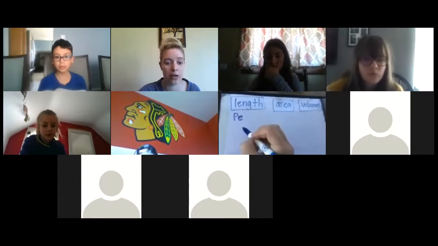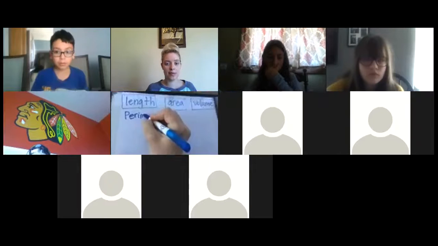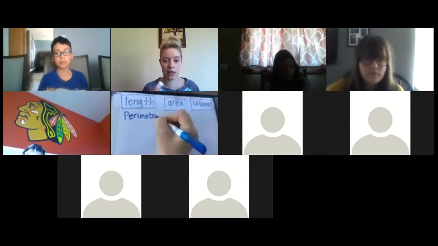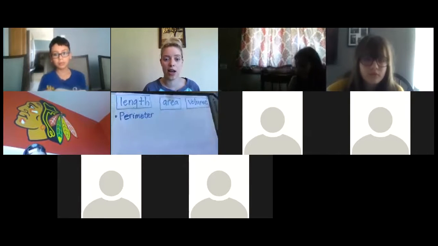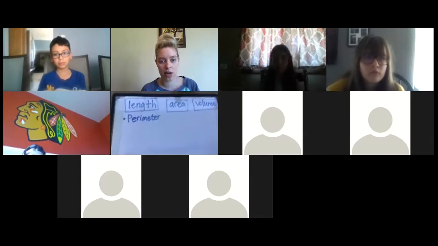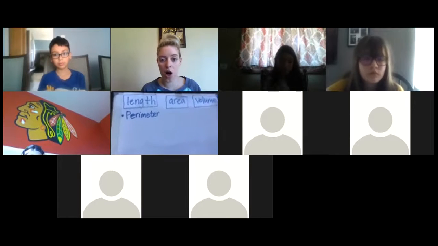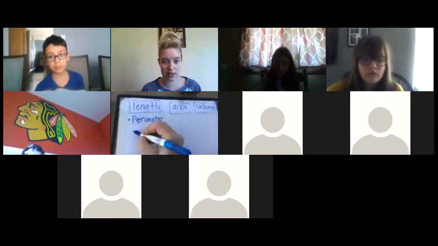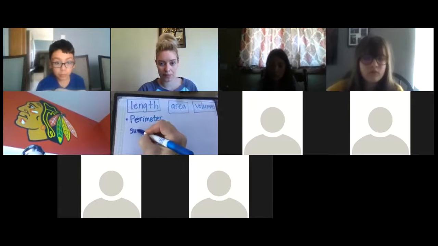Perimeter. Perimeter, okay, good. So if it's asking us to measure the perimeter of something, we're going to be using the length. If it's asking us to measure the area, remember we're multiplying length times width. If it's asking us to find the volume, remember we're measuring length times width times height.